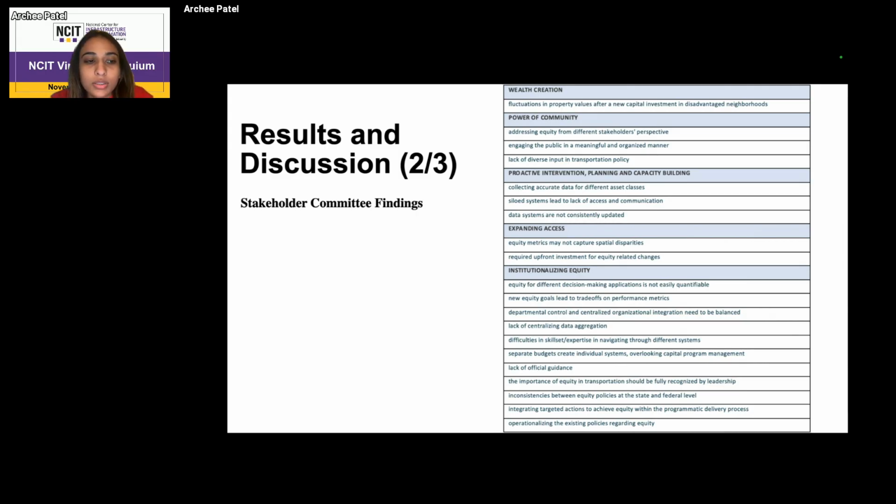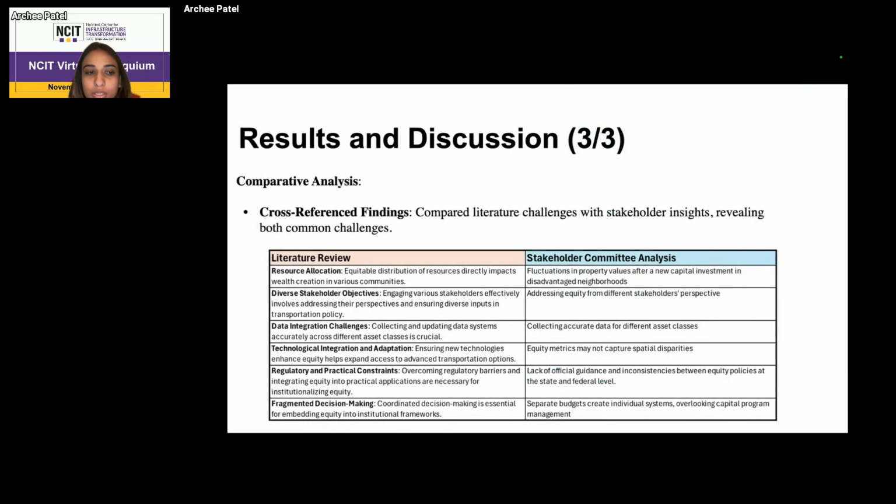First, let's talk about budget limitations for equity initiatives. This was one of the key challenges raised by the stakeholders: the constraint of limited budgets while implementing equity-focused initiatives. Another major challenge identified was the lack of specialized training and adequate staff capacity to implement equity-based practices. Stakeholders also mentioned that many TAM professionals are skilled in asset management but are not trained in equity-related issues or community engagement. Let's talk about the comparative analysis.